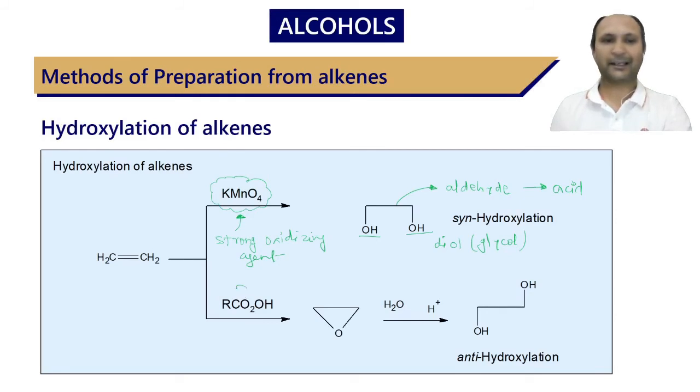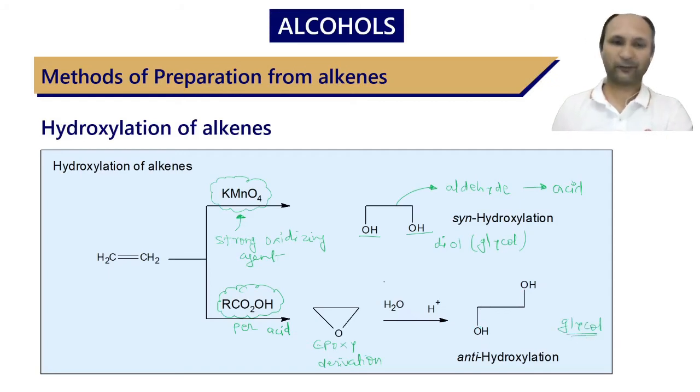And the second reaction involves a peracid, which first converts our alkene to an epoxy derivative, which is further hydrolyzed to give us alcohol, which is again having two hydroxyl groups at the adjacent carbons. So this is again a glycol.